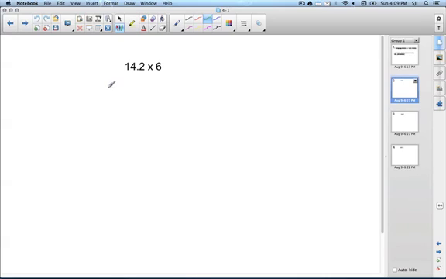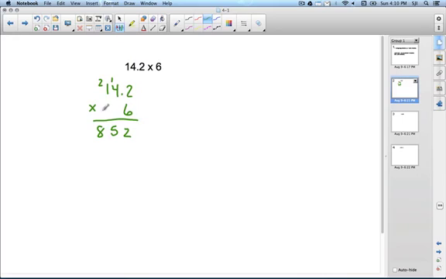And we're going to end up multiplying this vertically. So I'll write 14.2 up here on the top times, and here I have 6 on the bottom. And now I'm just going to go through and multiply the 6 times each of these numbers. 6 times 2 is 12. So the 2 is going to go here and I'm going to carry the 1. 6 times 4 is 24, plus 1 is 25. So I'm going to put the 5 down here and carry the 2. And 6 times 1 is 6, plus 2 is 8. Now we need to figure out where the decimal point is going to go.